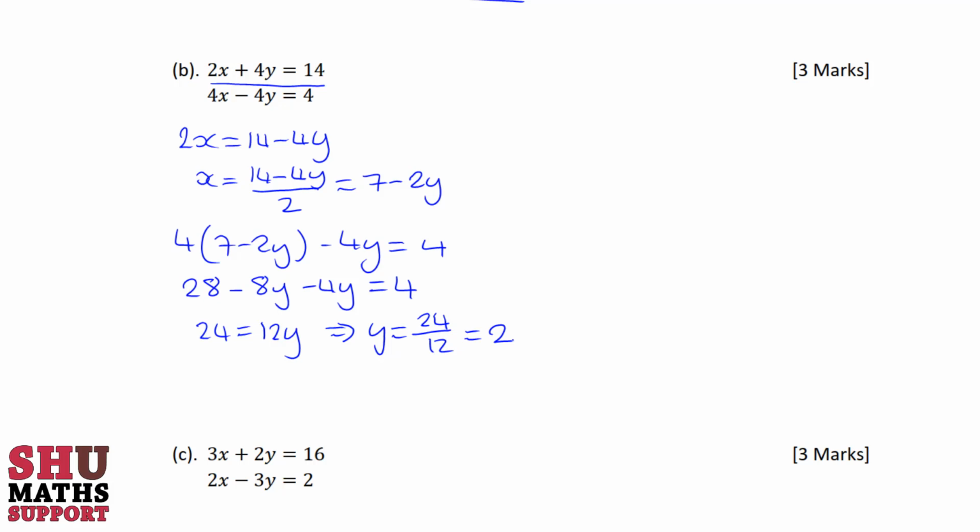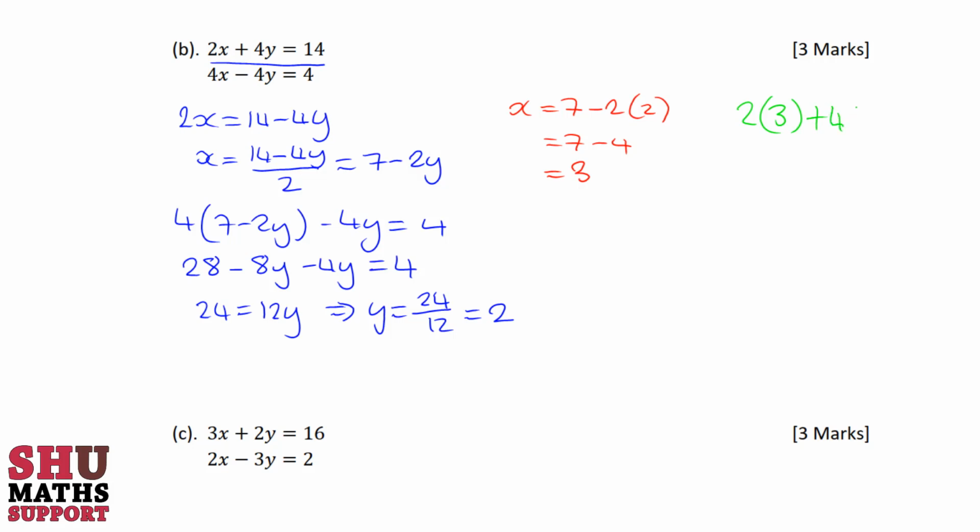And then we can substitute our y value into the equation for x, so that x is equal to 7 minus 2 times 2, which equals 7 minus 4, which is equal to 3. So this means we have x is equal to 3 and y is equal to 2. So if we just check our answer by substituting those values into the two equations, we're going to get 2 times our x value, which is 3, plus 4 times our y value, which is 2, and that's going to equal 2 times 3, which is 6, plus 4 times 2, which is 8, and 6 plus 8 equals 14. So the solutions work for the first equation.